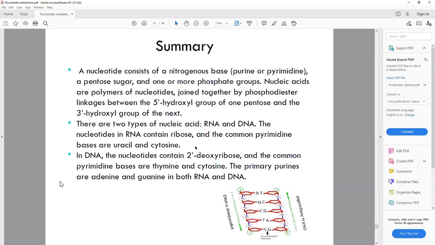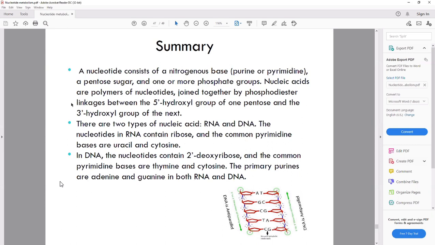This one is a basic summary that I stated here. Nucleotide, even though it's the first sentence, is very important. You need to understand the picture of a nucleotide. You need to have the nitrogenous base, pentose sugar, and a phosphate group.